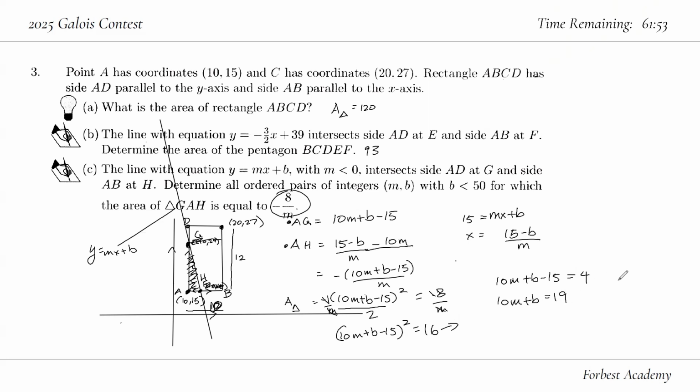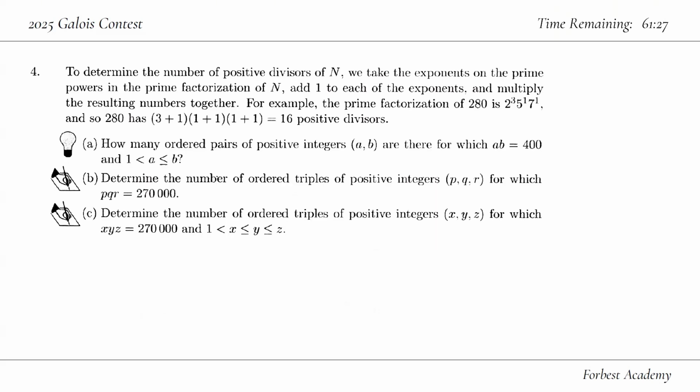And so we can say, let's have m and b. If m is negative 1, b would be 29. If m was negative 2, b would be 39. If m was negative 3, b would be 49. And these are your 3 different ordered pairs. Okay? Good. So we're on to the last question now. Got through this really quickly.